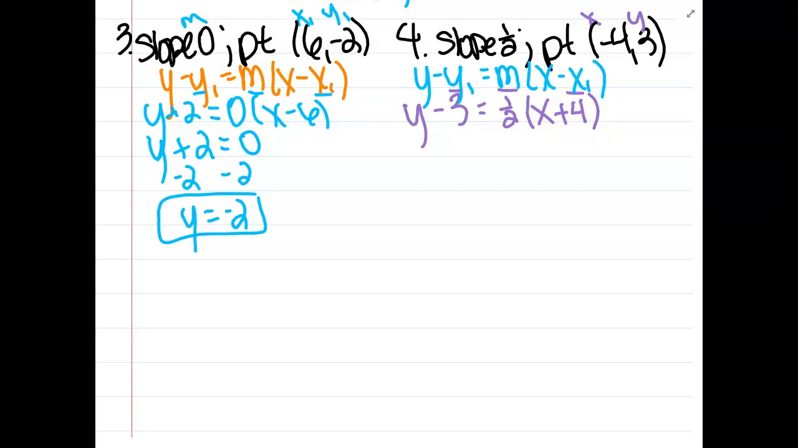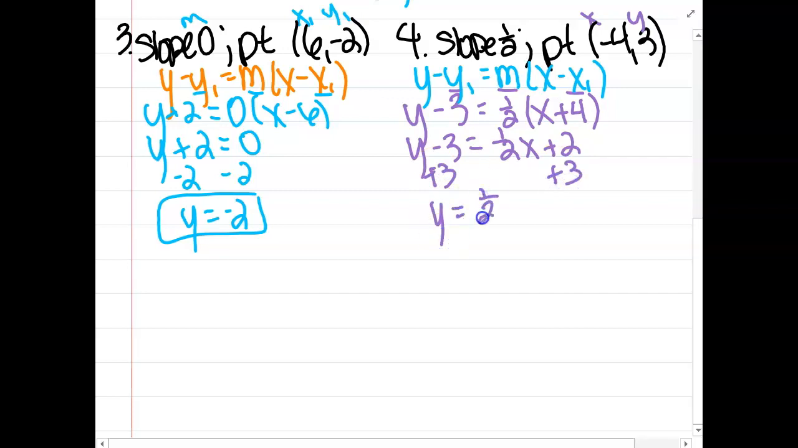So then to put it into y equals, distribute your slope. Y minus 3 equals, and then we're going to do 1/2 x. 1/2 times 4, half of 4 would just be 2. And then the last step, to get rid of the minus 3, we would add 3 to both sides. So y equals 1/2 x plus 5.